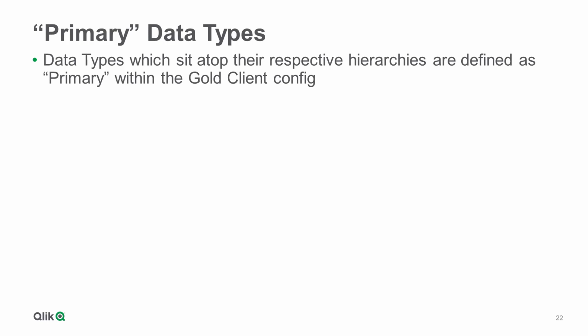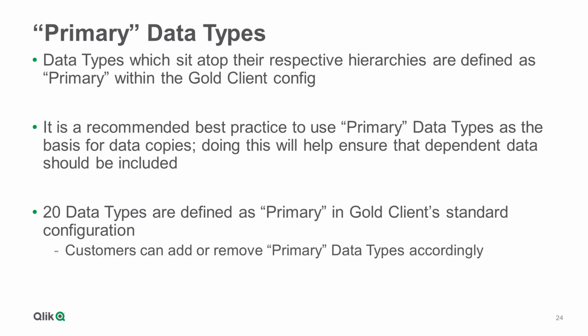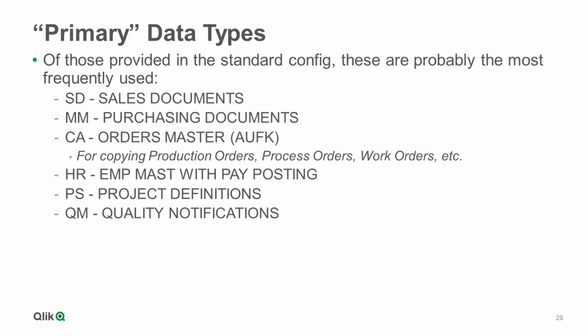Here are some details for a special kind of data type that the Qlik team refers to as primary. This term reflects the fact that these data types are located at the top of their respective hierarchies. They are well-structured with respect to dependent data objects and are therefore highly recommended as the best option for initiating data copies because they tend to generate the best results from a data integrity perspective. Gold Client standard configuration is delivered with 20 data types set as primary, and of course this is a configurable setting, so customers are free to add or remove this designation accordingly. Here is a list of the most frequently used primary data types.